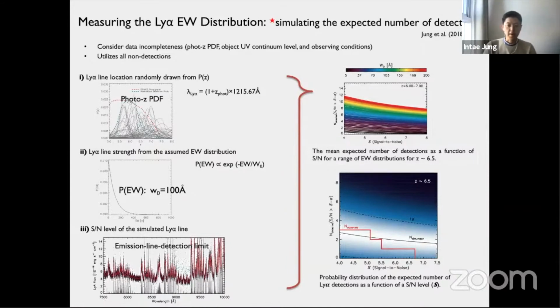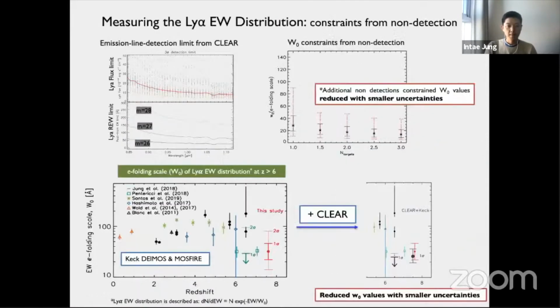The strong advantage of this method is that in addition to our positive detections of Lyman-alpha emission lines, our non-detections are highly constraining as well in the simulation step. So we applied this methodology to our CLEAR data set as well. Here I'm going to show how much we can benefit from including non-detections in this analysis.